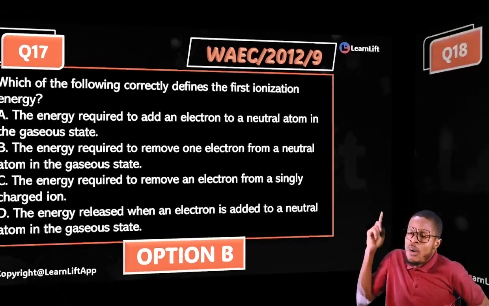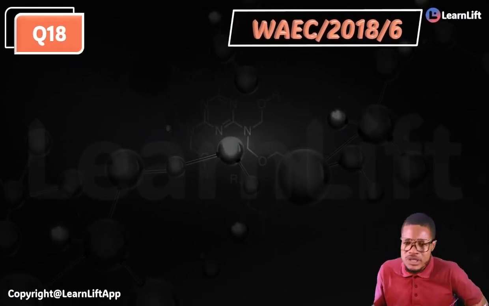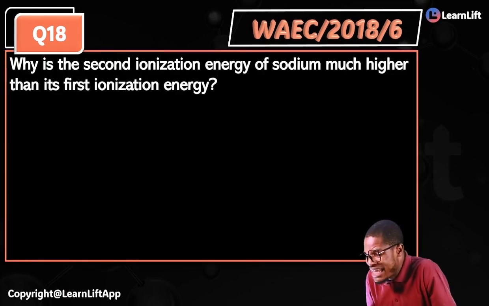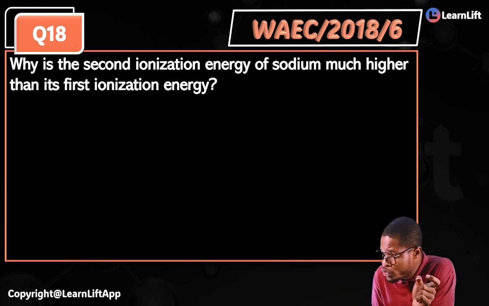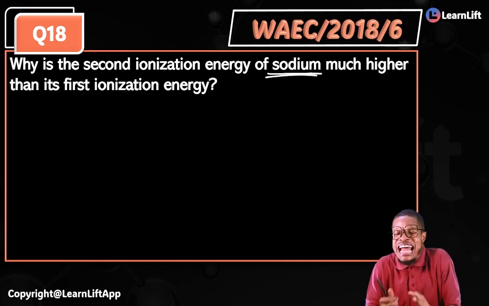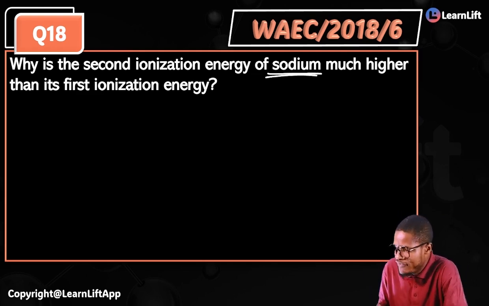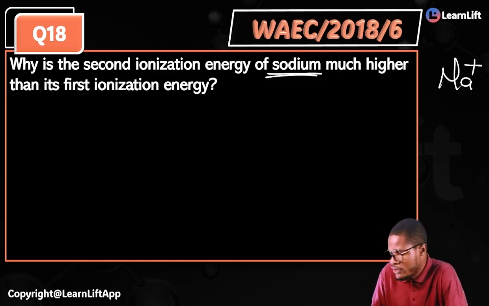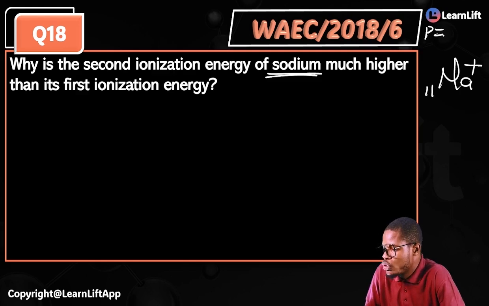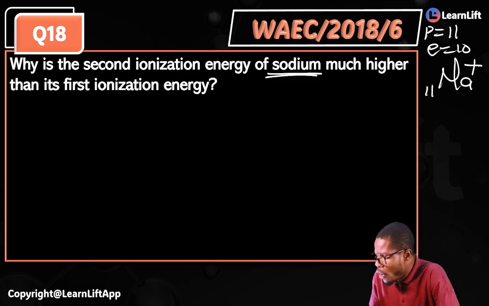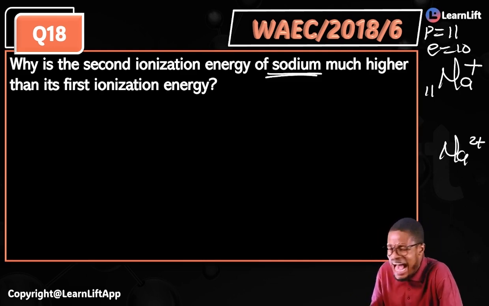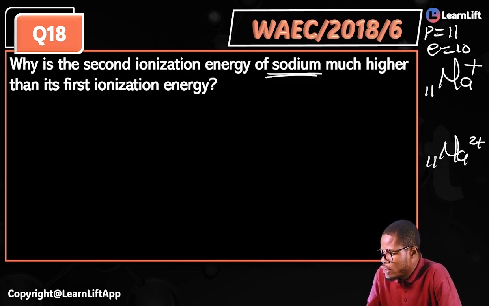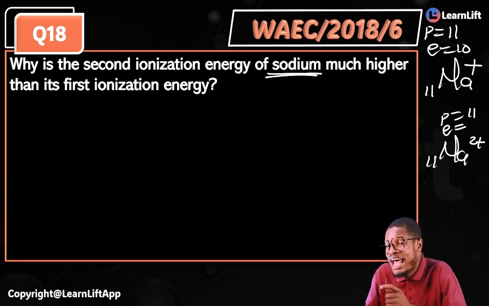Simple. WAEC 2018 question 6. They brought this powerful question that says, why is the second ionization energy of sodium much higher than the first ionization energy? Now follow me very fast. The first ionization energy of sodium gives you Na+. Sodium is 11. How many protons do we have in sodium? Sodium has 11 protons. How many electrons are here? 10 electrons are here. But when you now come down to Na2+, what happens here? The protons here are still 11.